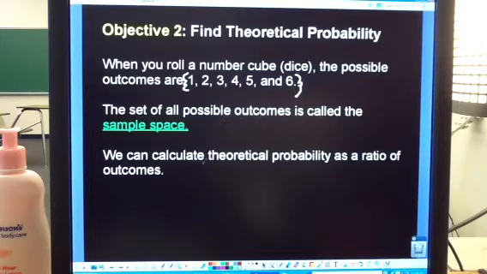And we can calculate what is called theoretical probability. We can calculate that as a ratio of the outcomes in our sample space. And so I'm going to go ahead and go to the next slide. If you want to pause it and give them a second to write this down, that's fine. So I'll go ahead and move on.